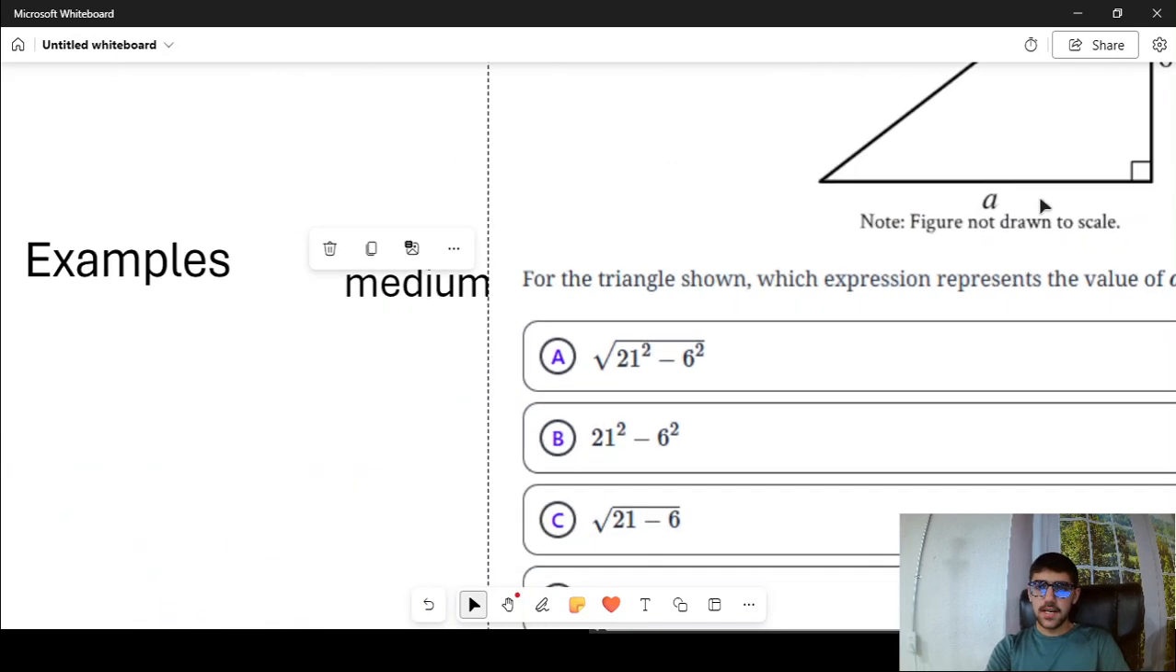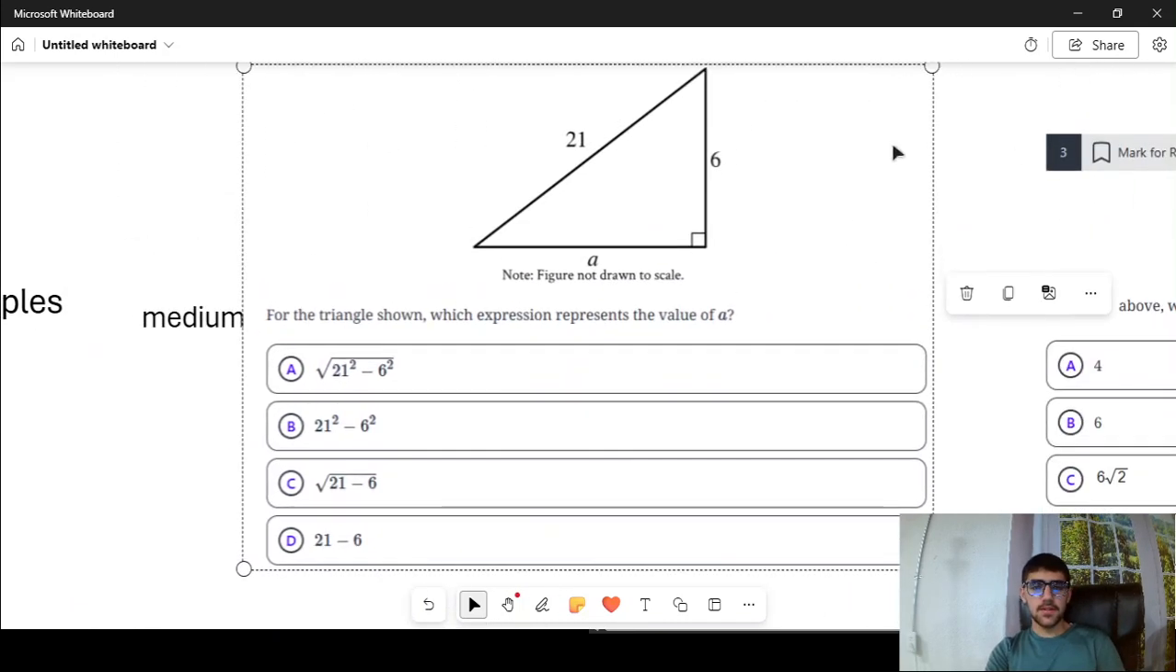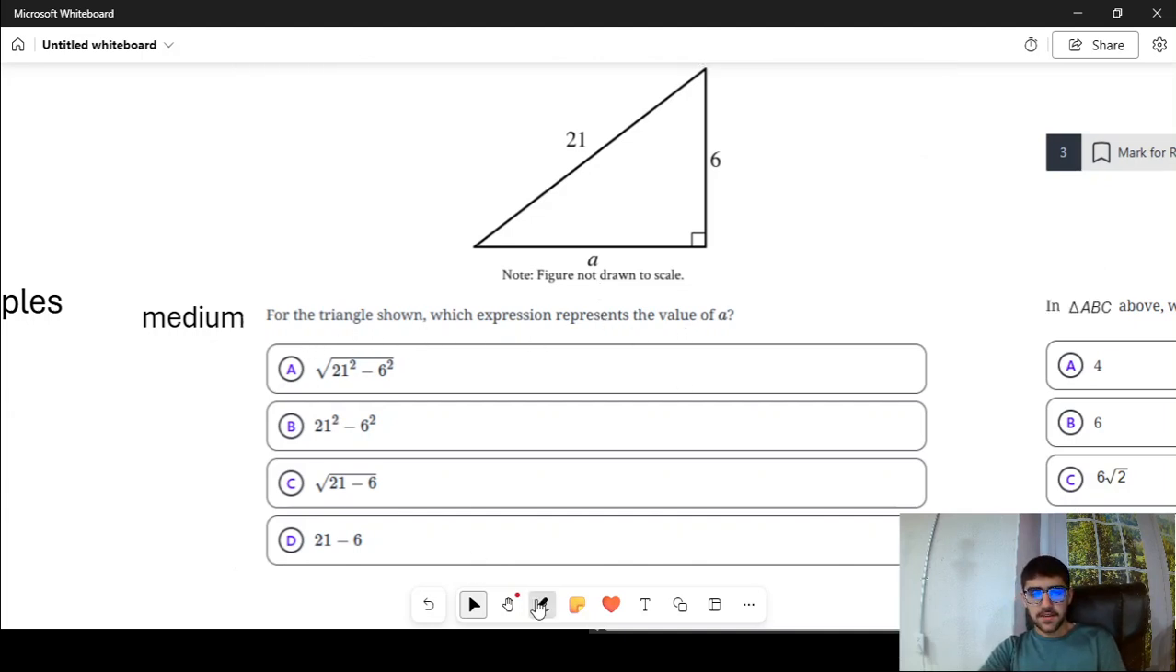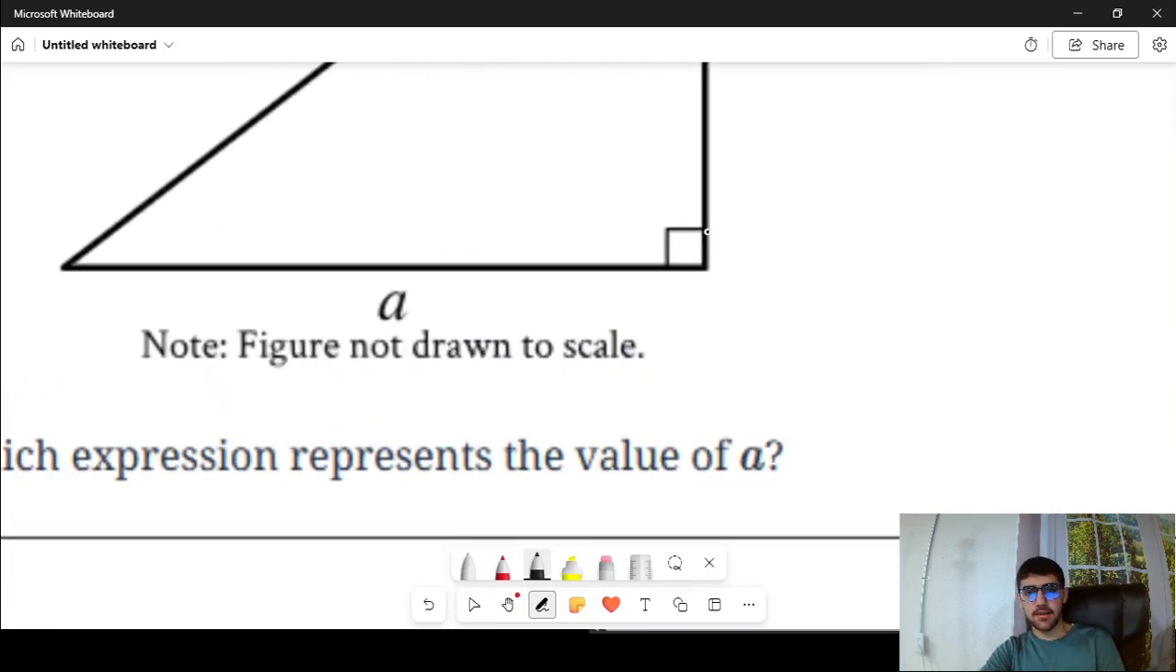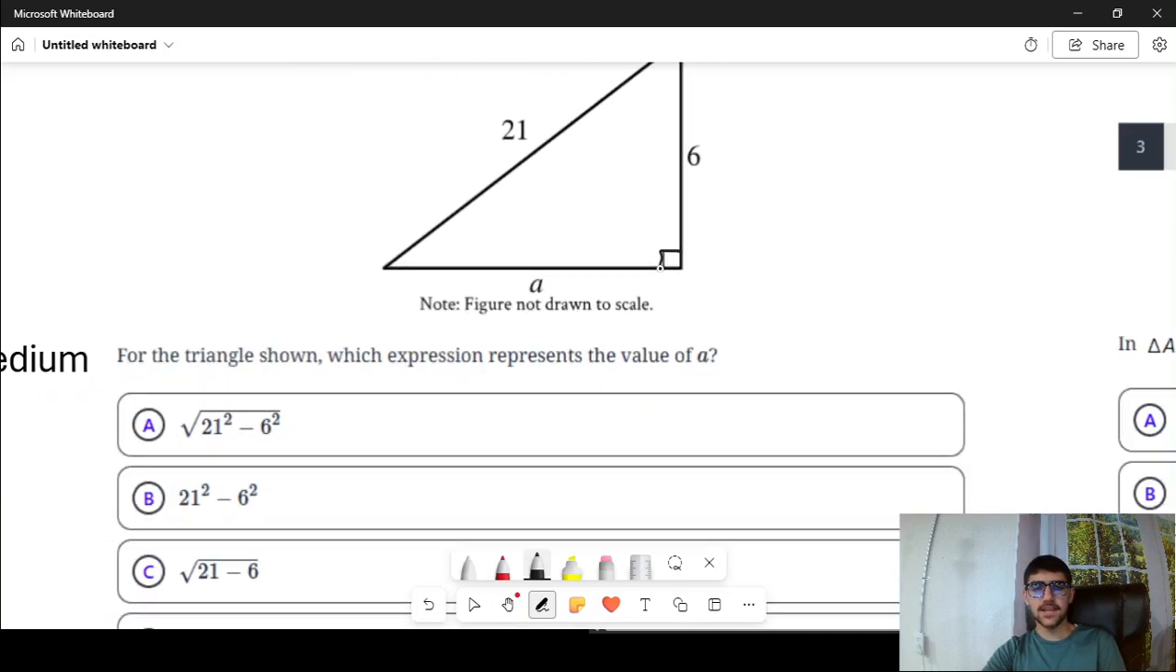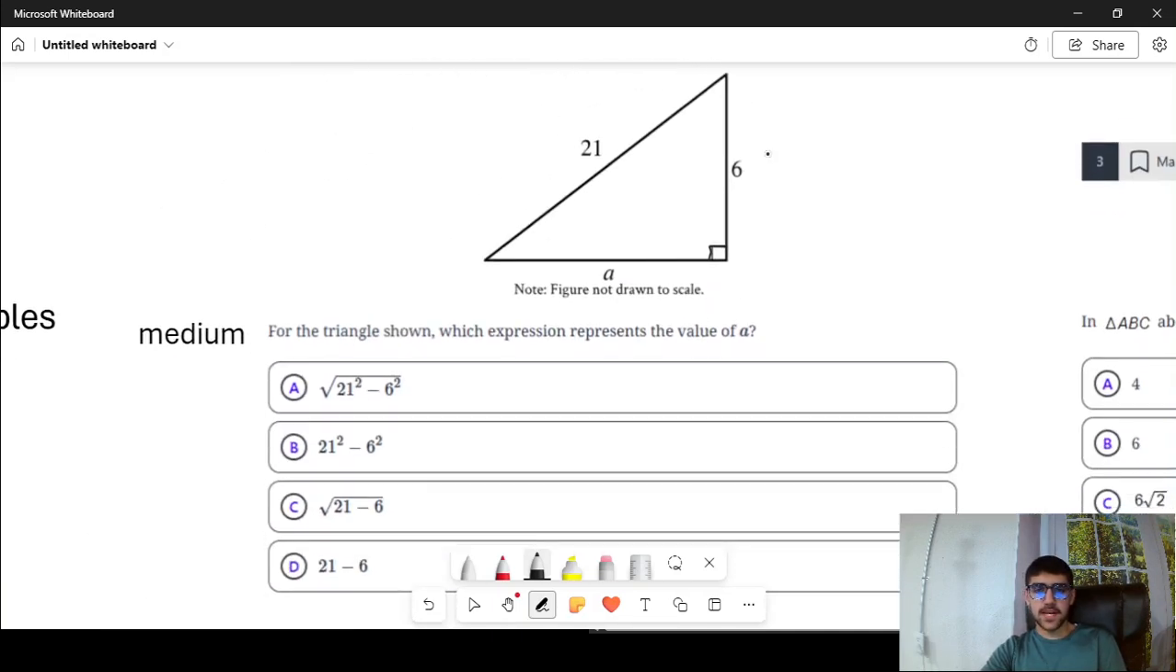So this one says, oh, I made them big today. So this one, we're given a diagram, and no, it's not drawn to scale. For the triangle shown, which expression represents the value of a? So I see that they give me a right triangle. Never assume it's a right triangle unless you see something like this, or it tells you in the text. So I see that it gives you two side lengths. It asks me to find the last one. So how can I solve that?